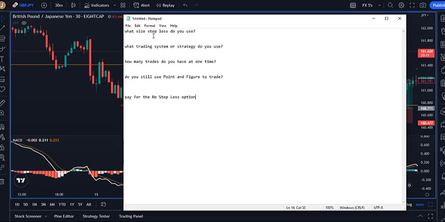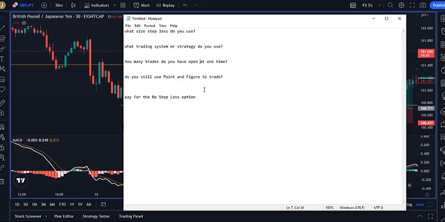The first one is, what size stop loss do you use? The next question is, what trading system or strategy do you use? And another question, how many trades do you have open at one time? And then the other question here that I get pretty often is, do you still use point and figure to trade? These are all really great questions.